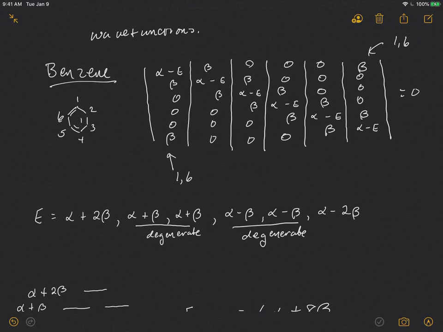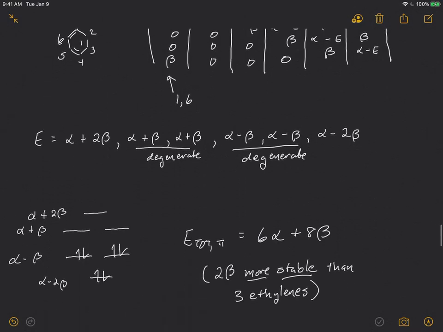Then there are two more states, alpha plus beta, those are degenerate. Then there's alpha minus beta, those are also degenerate. And then there's an alpha minus 2 beta. And so you get this MO diagram, which strangely looks a little bit like a benzene molecule, where we've got an energy level at the bottom, an energy level at the top, and then these two pairs of degenerate energy levels in the middle.